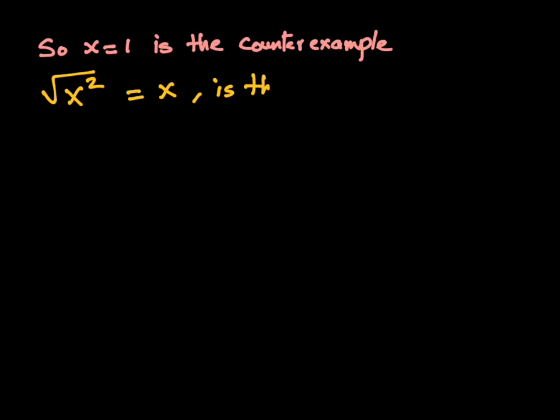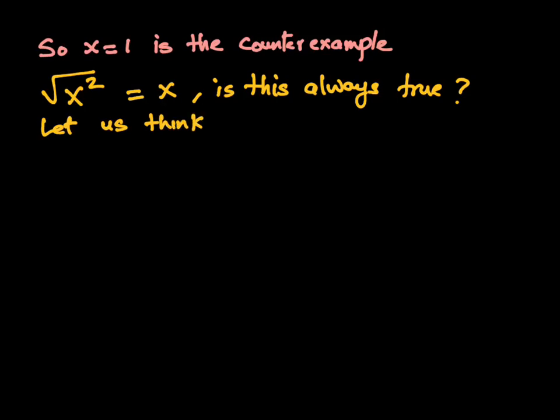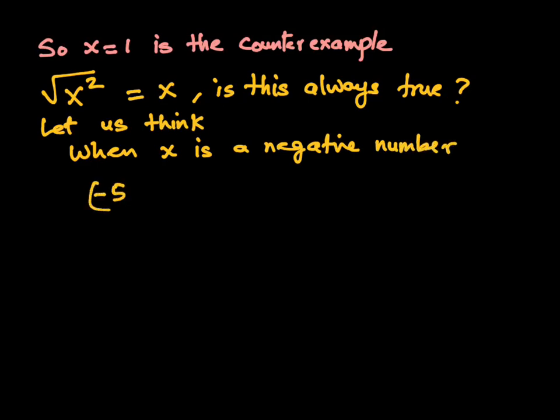The square root of x squared is equal to x. Is this going to be always true? Think about it: what if x is a negative number? Then when you square a negative number, let's say x is negative 3, when you square it you get 9, right? And then you take the square root.